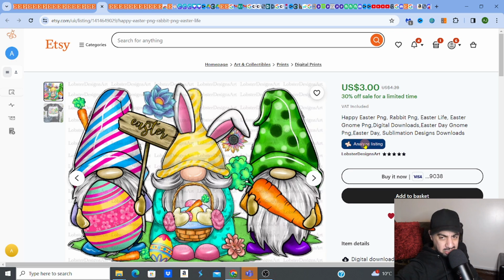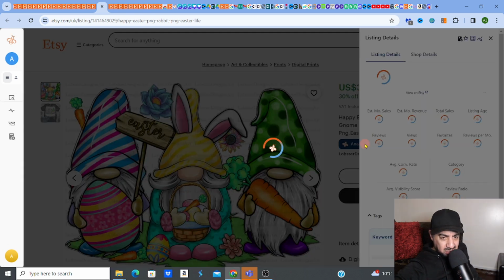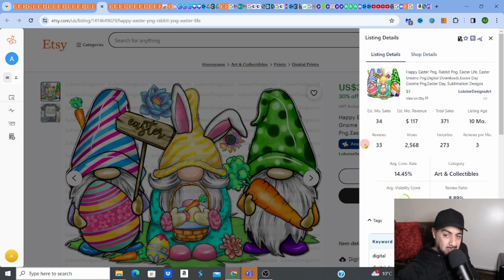Let's have a look at this. Let's just get an idea what's going on with this one. This is like one design, by the way. It's not a lot. I mean, it's a 10-month-old listing making $117. The thing is, if you do gnomes and you're doing it for different times of the year, then look at that. Average conversion is 14.45. That's pretty good. Pretty good, right?